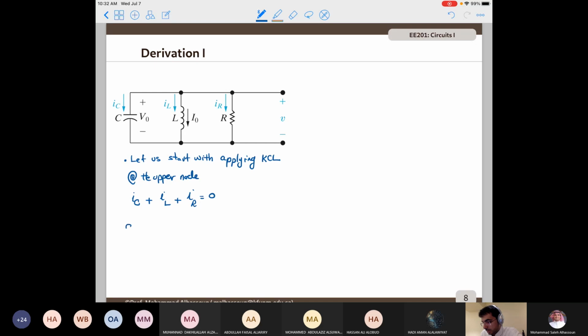So what's the current passing through the capacitor? It's C dV/dt. Here we have one quantity that's common among all of them, which is the voltage. So let's represent the currents in terms of the voltage. The currents are different, but the voltage across each element is exactly the same because they are connected in parallel. So this is the current passing through the capacitor. For the inductor, if you want to find the current and you're given the voltage, you need to integrate. Let's assume that the starting point is 0 here.